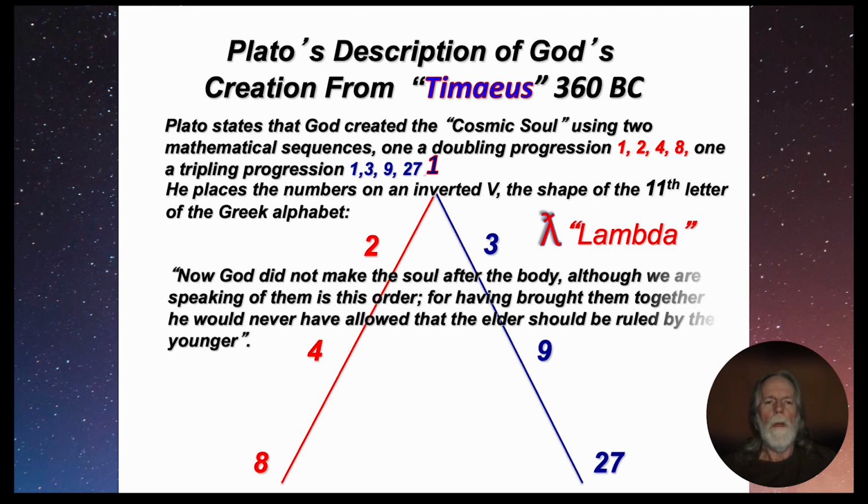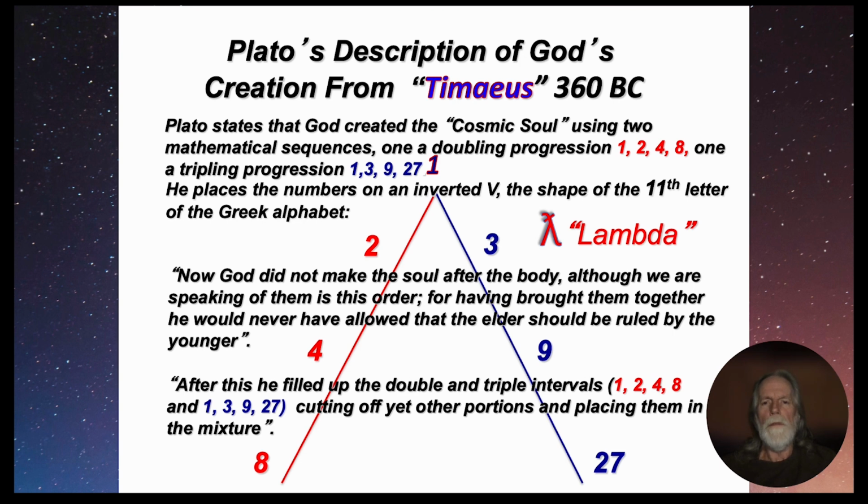"Now God did not make the soul after the body, although we are speaking of them in this order. For having brought them together, he would never have allowed that the elder should be ruled by the younger." After this, he filled up the double and triple intervals, cutting off yet other portions and placing them in the mixture.